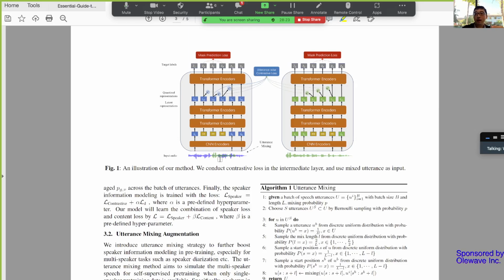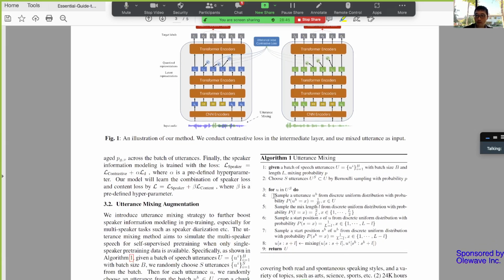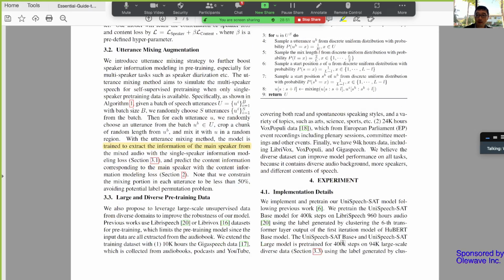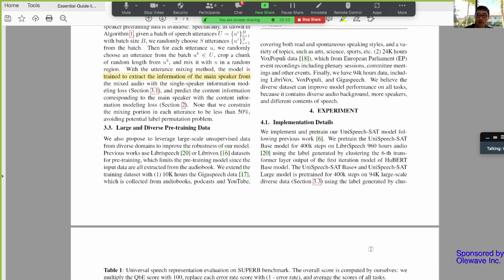I think the goal is to make the representation more robust to the adversarial scenario, where noise is present or two speakers are talking at the same time, and still have a robust representation. I think they have to improve their writing. I think it's very difficult to understand. Implementation.